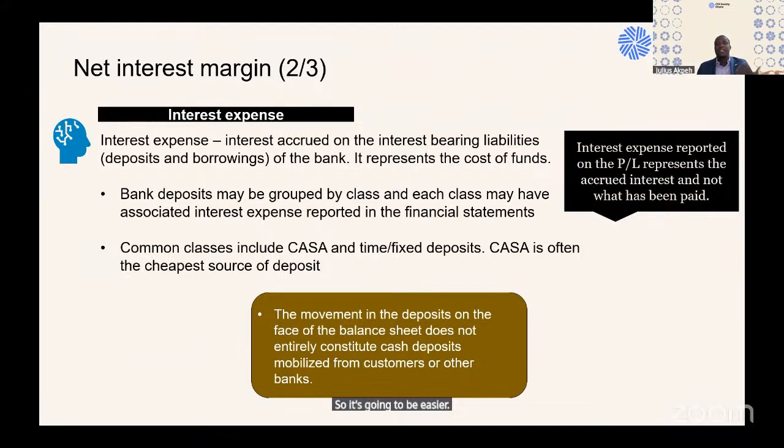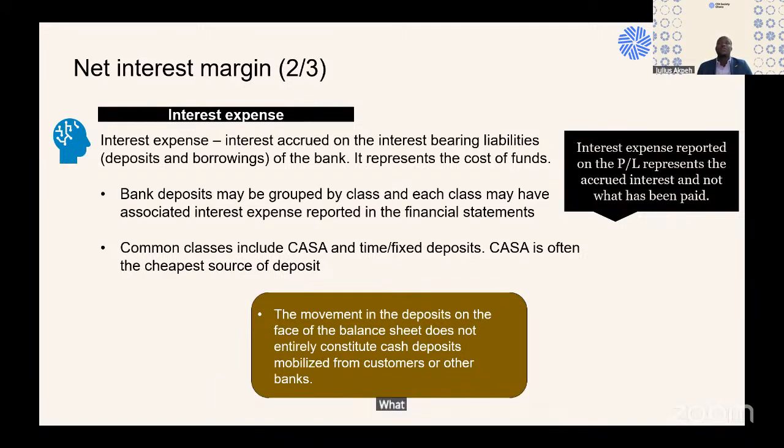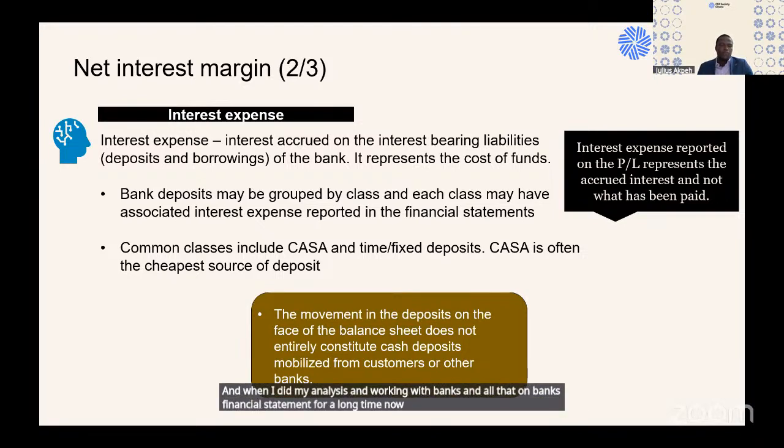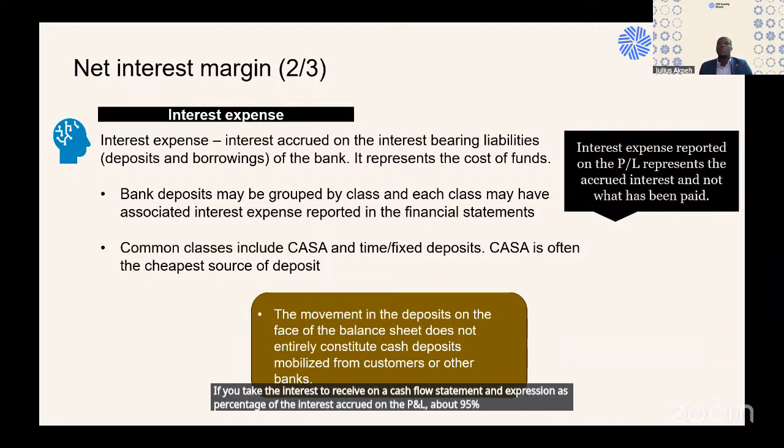So the interest expense on the P&L represents the accrued interest and not what has been paid. Right? What has been paid is in the cash flow statement. What is on the P&L is what is accrued. And working with banks' financial statements for a long time now, it's common to see that about 95% of the interest accrued gets realized as interest received. If we take the interest received on a cash flow statement and express it as a percentage of the interest accrued on the P&L, about 95% of it is received. So it's quite good, right?